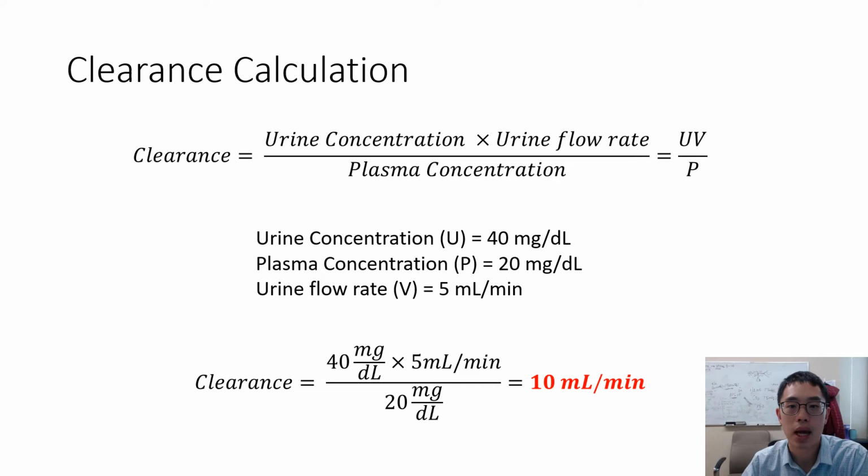Here we see an example where the urine concentration is 40, the plasma concentration is 20, and the urine flow rate is 5 mils per minute. You can see that the units of the concentrations cancel out, leaving the volume units of mils per minute, and the calculation ultimately yields 10 mils per minute here. You can imagine that it's relatively difficult to collect urine on a minute-to-minute basis, so we typically collect urine over a 12 or 24-hour period and convert that time to a per-minute basis.